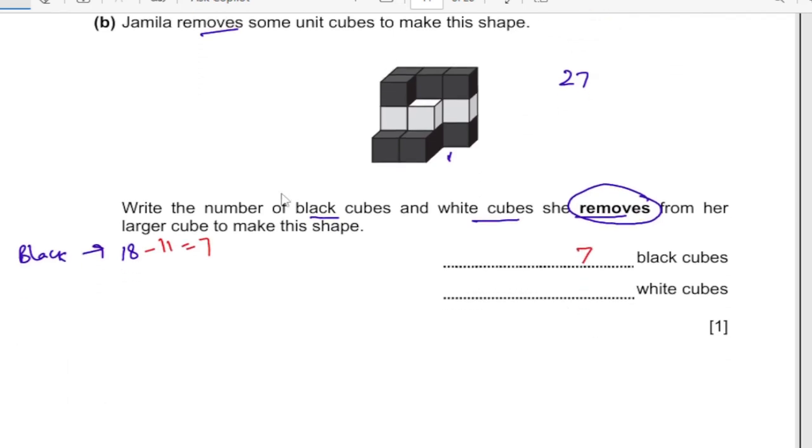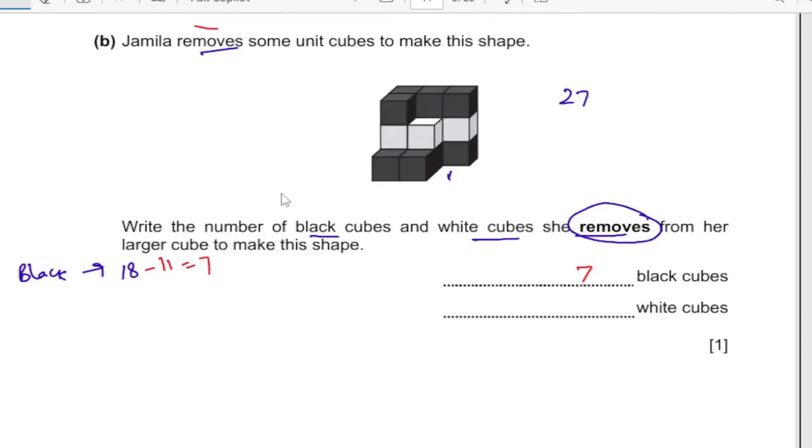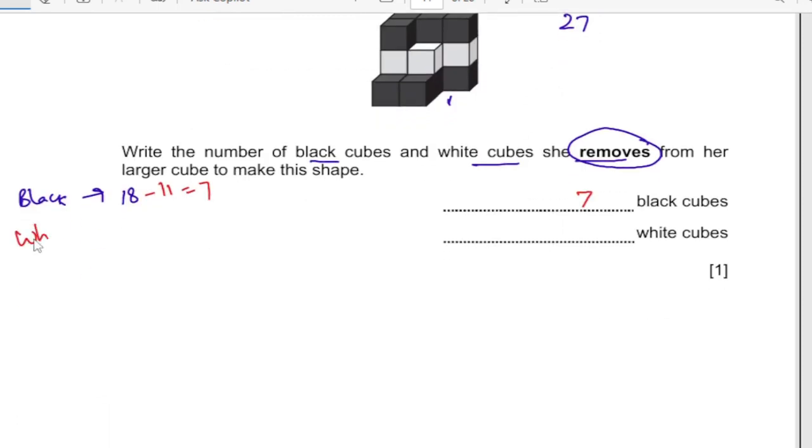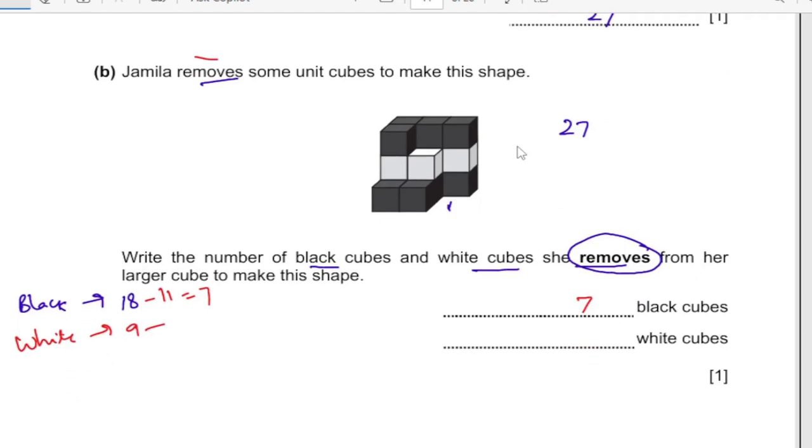And then the white cubes. So white cubes were 9, right? Out of 9, 9 minus how many have been removed? So if you see, this first row 3 and then 2 from here, so it is 5.